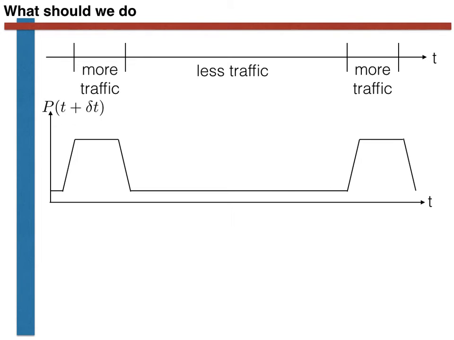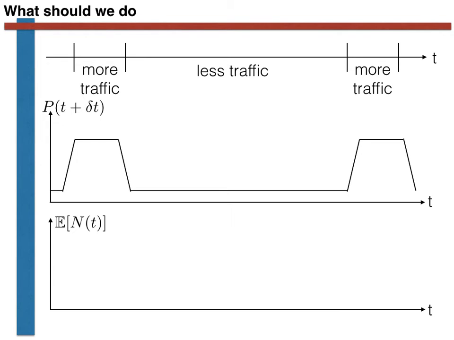Given this, let's think about what happens to the expected number of cars that will have passed as the day progresses. If you look at the top graph, the probability that a car passes is constant before rush hour started. As such, the expected number of cars that pass by should increase linearly with time, as shown in the bottom graph.